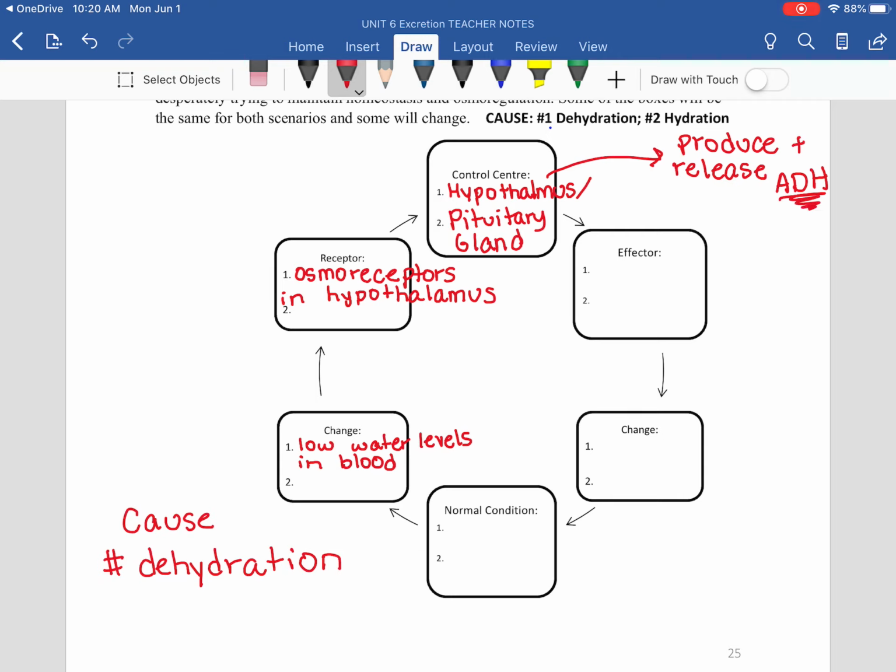The effector, so where does this ADH go? What does it act on? It's going to mainly act on the distal tubule and collecting duct of the nephron. Sorry, I can't fit all my writing in the box. All right, so the ADH acts on the distal tubule and the collecting duct as the effector. What does that ADH change? It's going to cause those tubules to be more permeable to water.